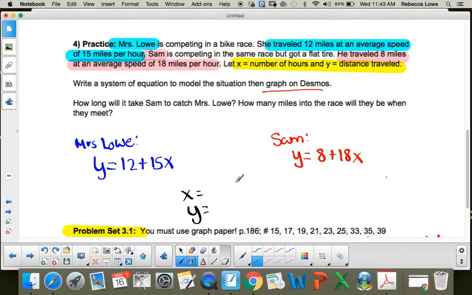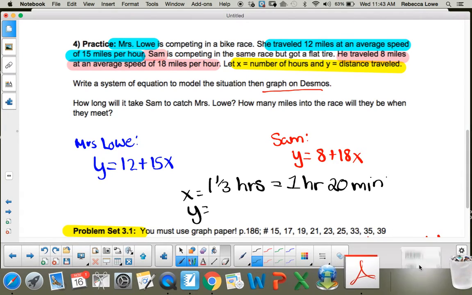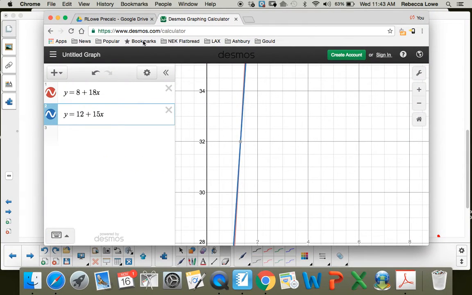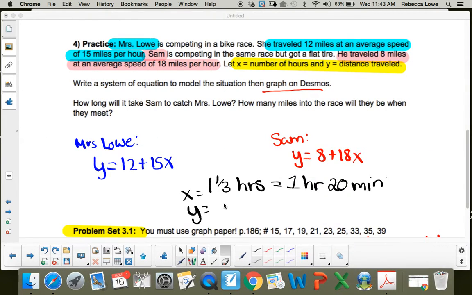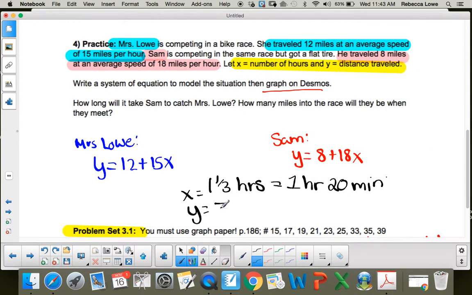So there's my solution. 1.33 is 1 1/3 hours. So that's 1 hour and 20 minutes. So it will take Sam another hour and 20 minutes to catch me. And looking at it again, we've gone 32 miles. So you write the system, you can graph it on Desmos, or you could graph it on paper. The problem is, you need a big sheet of graph paper for that. So that's solving systems of equations by graphing.